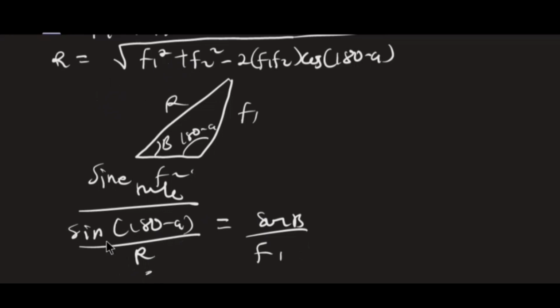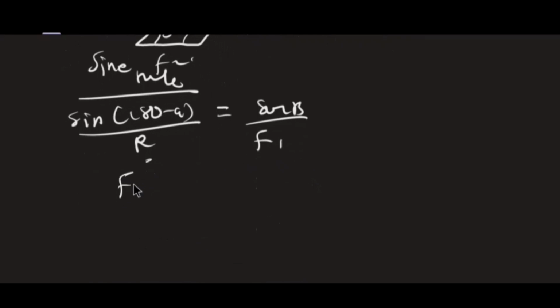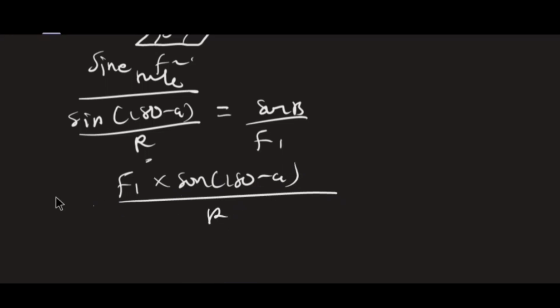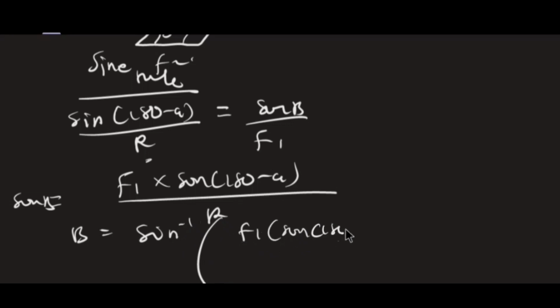We know this angle, so we can find out B by multiplying F1 by sine of (180 minus alpha) all over R, because of sine B. Then B is simply the sine inverse of this whole expression: F1 sine (180 minus alpha) all over R. Now let's take an example so you understand what I'm saying.